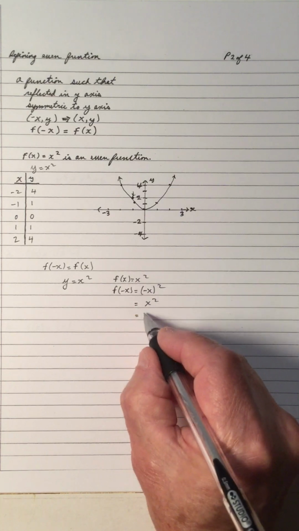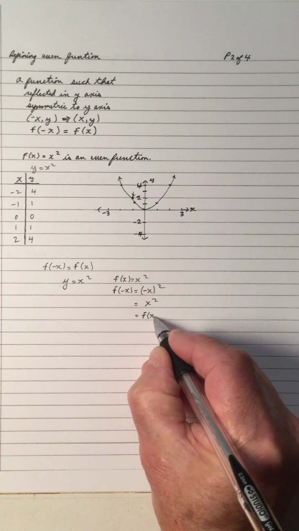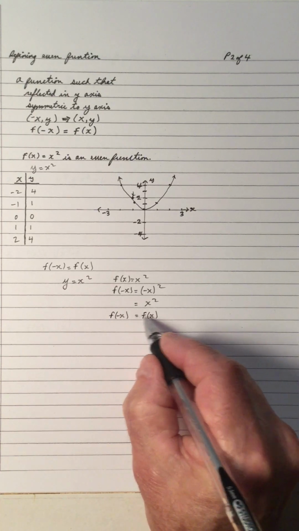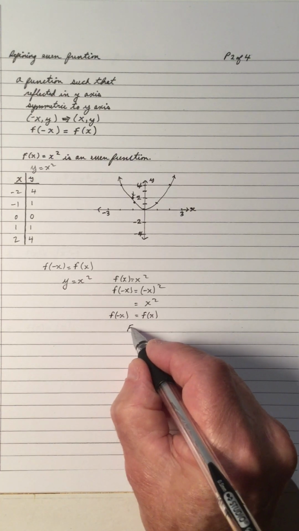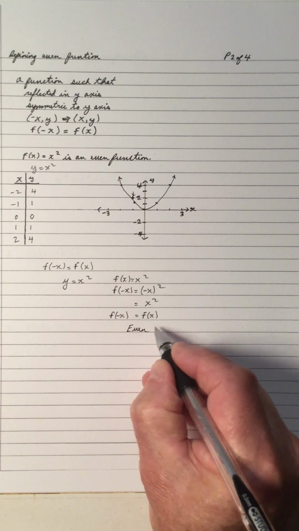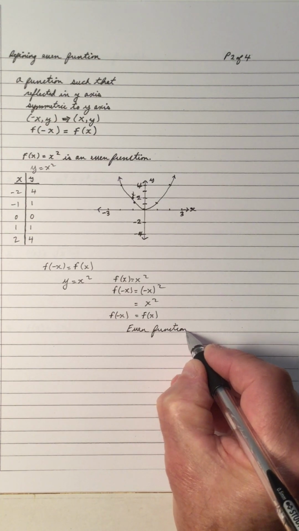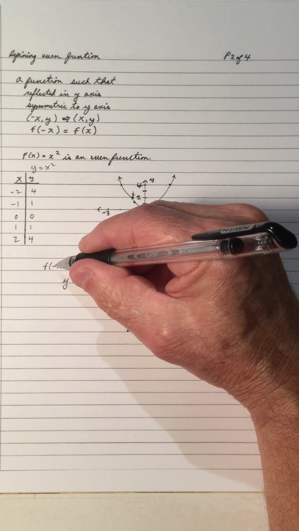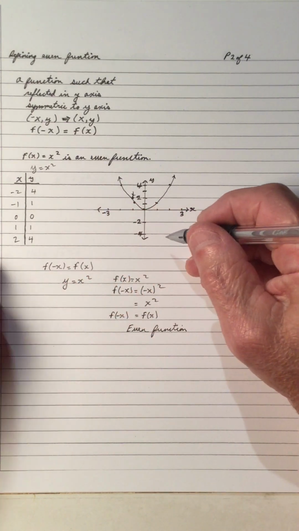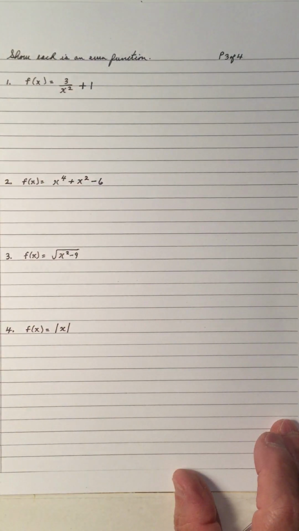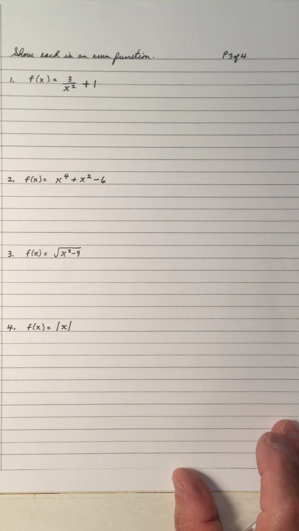And notice that f of x is equal to x squared. So x squared is replaced by f of x. So f of negative x is equal to f of x. And if that's true, then we have an even function, because it obeys the rule: if f of negative x is equal to f of x, then the function is even. Okay, now let's do some more examples to illustrate that.